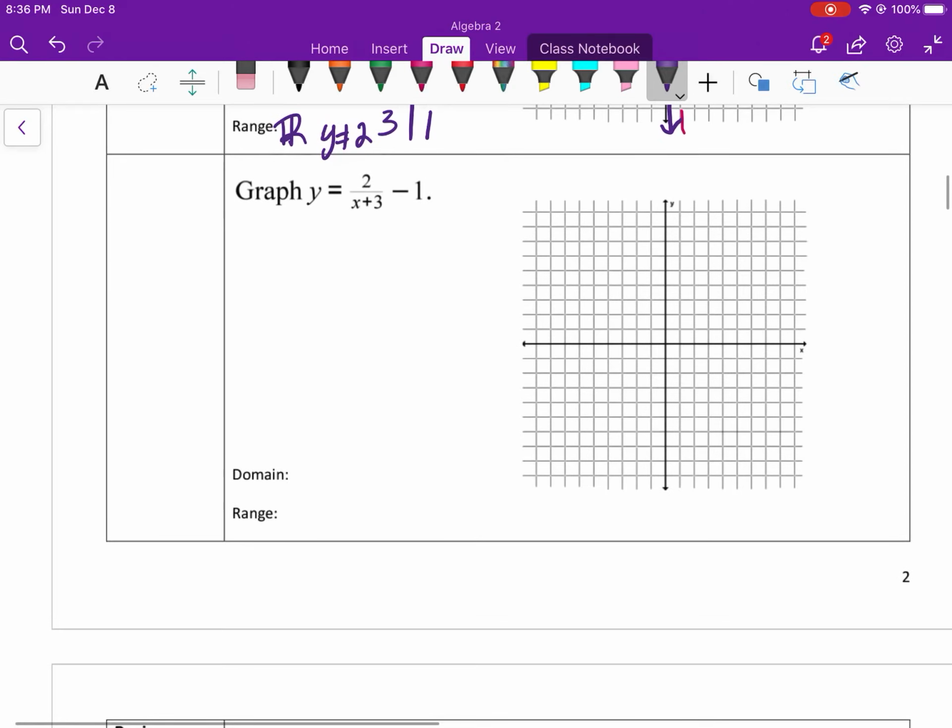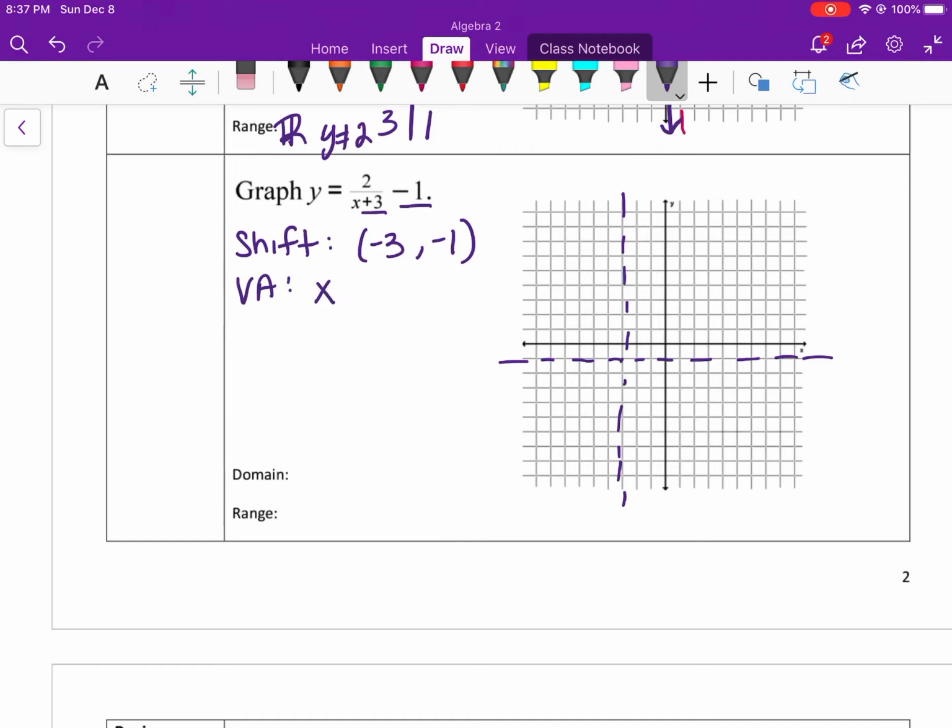Okay, let's try one more. So the first thing you do is identify your shift, and then you use that as your new origin point. So this one would be opposite of h, so -3, k is the same, -1. So go to the point -3, -1, and then draw a horizontal and a vertical asymptote through that point so that they intersect at the point -3, -1. So then you can label your vertical asymptote would be x equals -3, and the horizontal asymptote will be y equals -1.